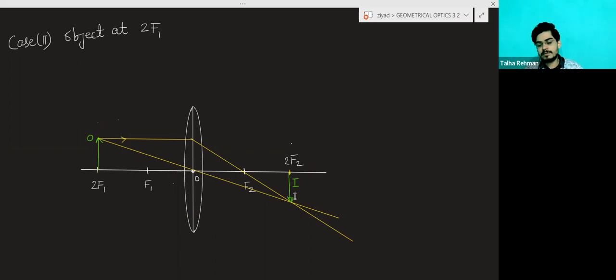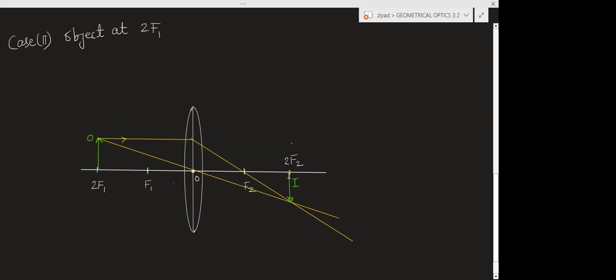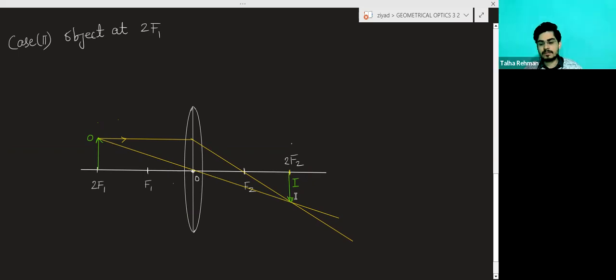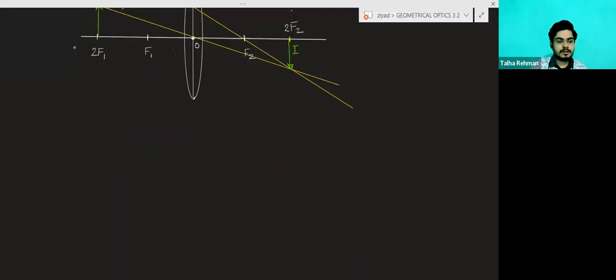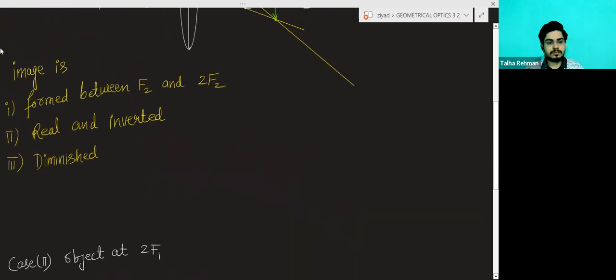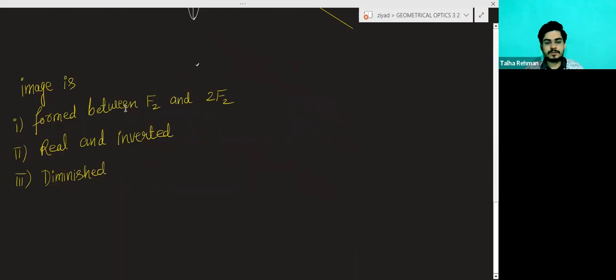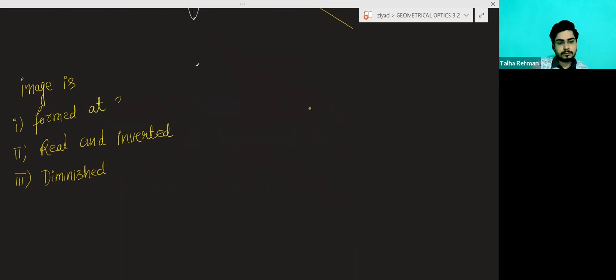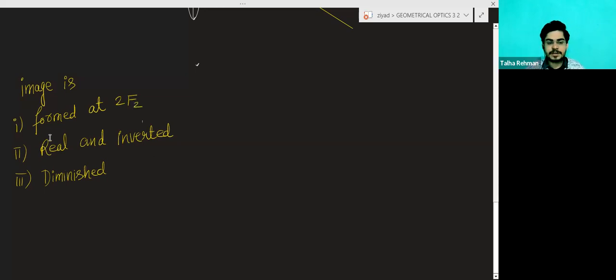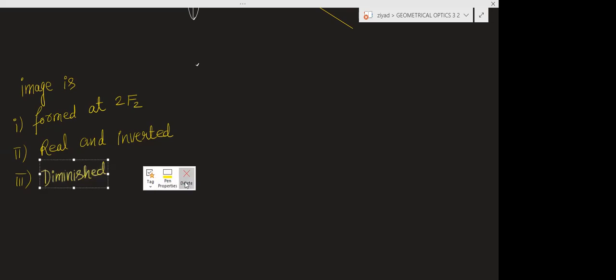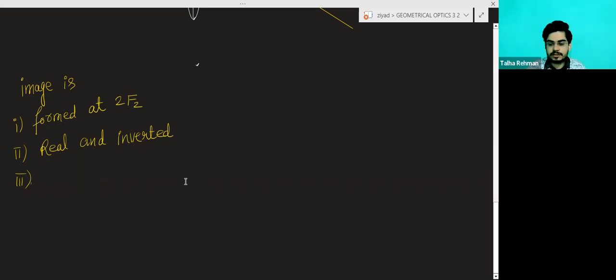Now what is the position of the image? At 2F2, and the size is almost the same. In this case, the size of the object and the image will be the same. So you can write: the image is formed at 2F2, it will be real and inverted. And what about the size? You will say the same size as the object.